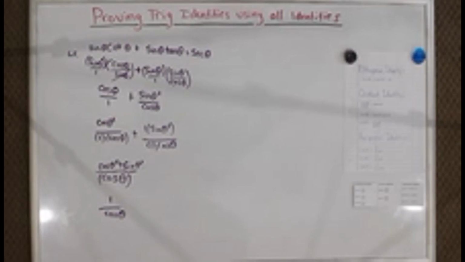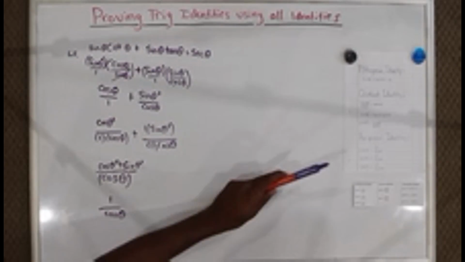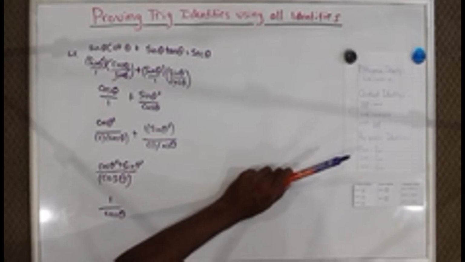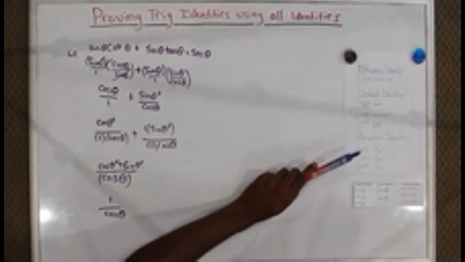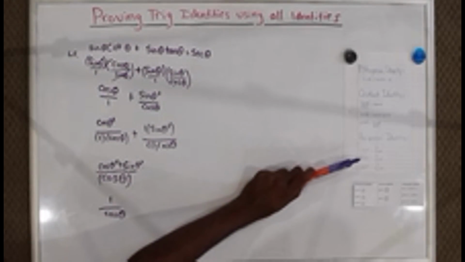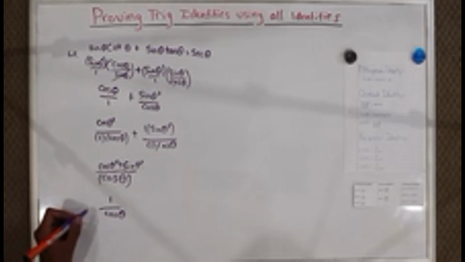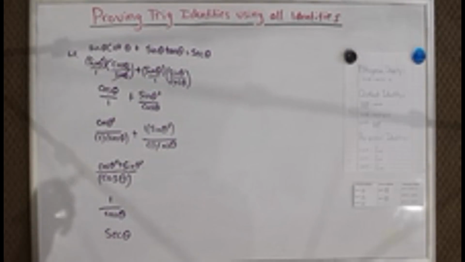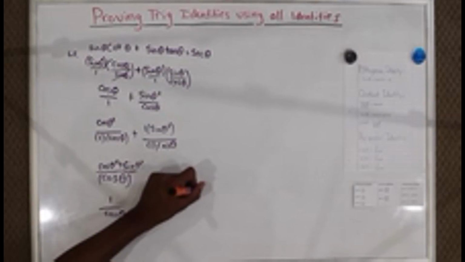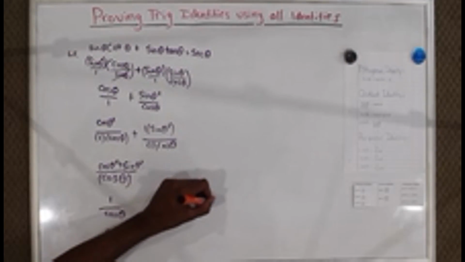And if we go back to our reciprocal identities, we can see that secant is equal to 1 over cos. So this 1 over cos is equal to secant theta. And as a result, we have just proved that the left side equals the right side.